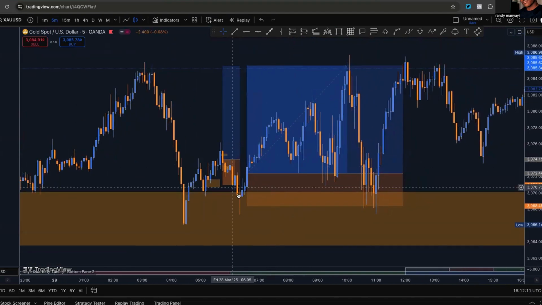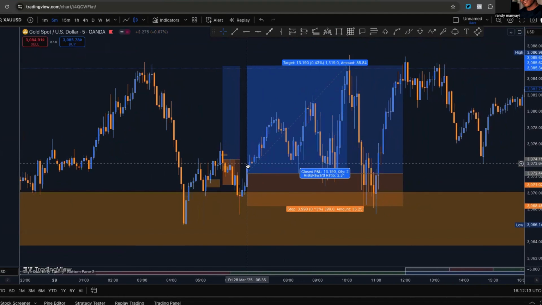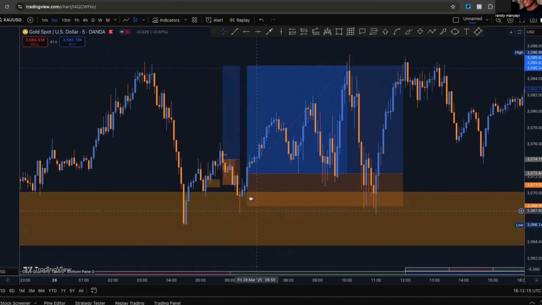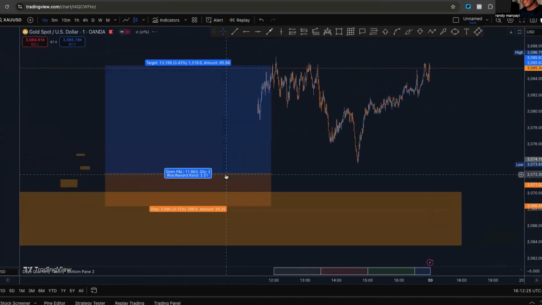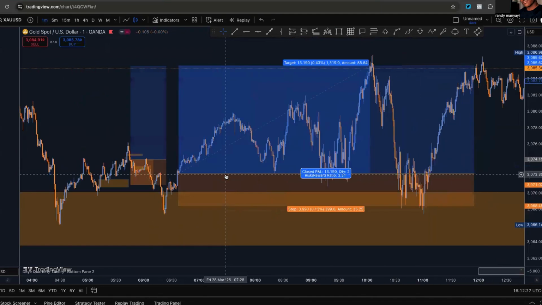Okay, M5, and I saw this powerful move on the first quarter of the New York session. When I saw this big candle, I was like, okay, wait, let me go to the M1 time frame to try to see if there's anything for me to actually join this trade.